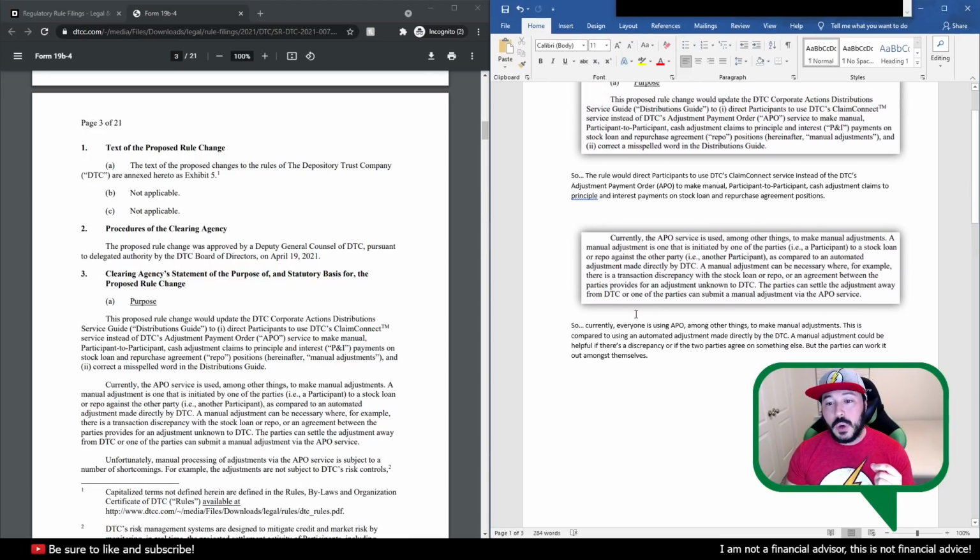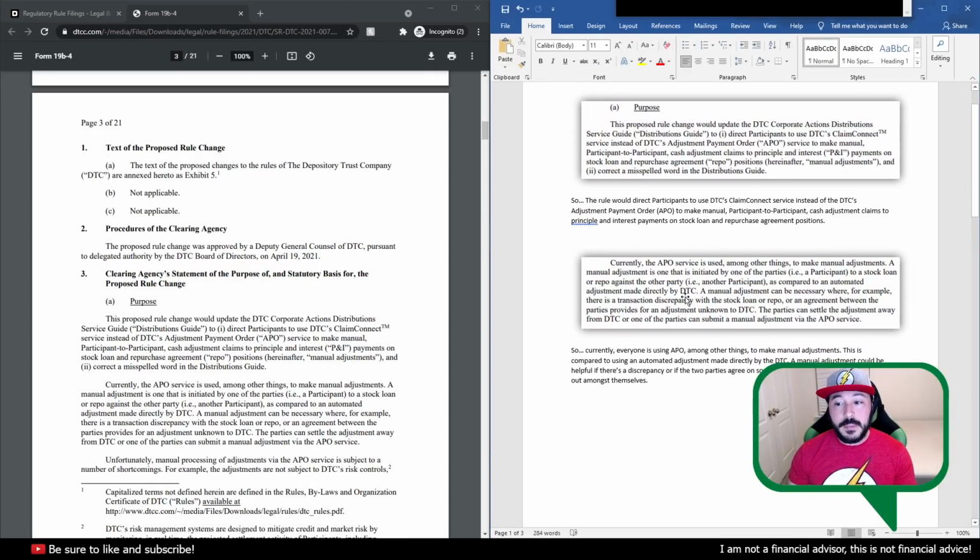Now, currently everyone is using APO, among some other things that they didn't really disclose, to make the manual adjustments. This is compared to using an automated system that would do it directly with the DTC. A manual adjustment could be helpful if there's a discrepancy or if the two parties agree on doing something else, but the parties can kind of work it out amongst themselves, which so far not so good.